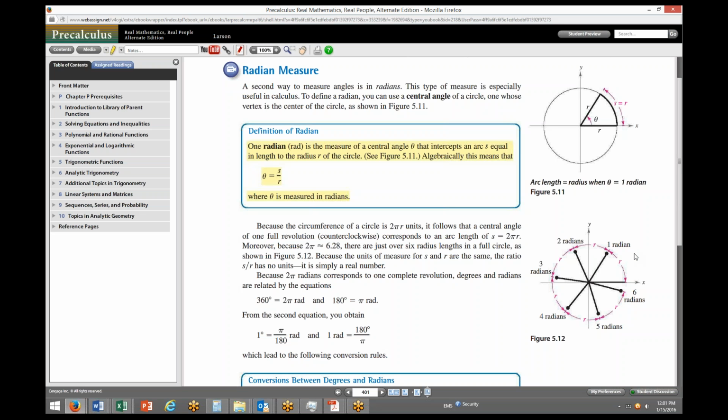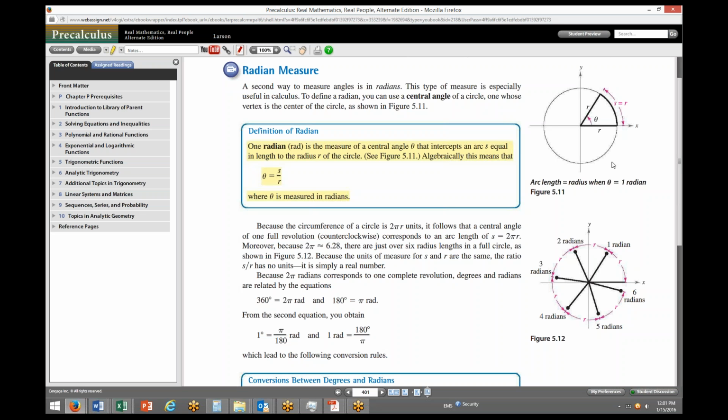So here's a definition of radian. 1 radian is the measure of a central angle, call it theta, that intercepts an arc on the circle, arc S, equal in length to the radius r of that circle. Algebraically, this means that theta equals s over r, where theta is measured in radians. So it's the ratio of two distances. First of all, the arc length s, and r, the length of the radius of the circle. That's the measurement of that angle in radians.